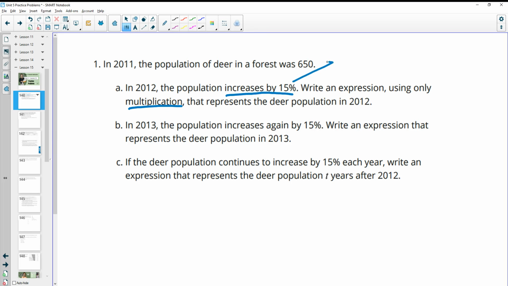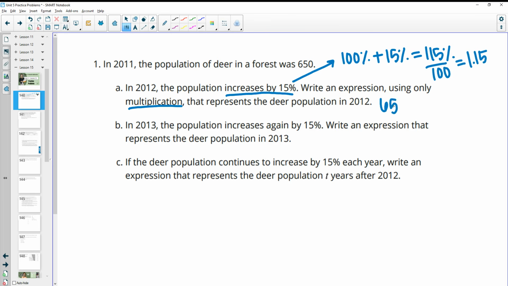So remember, if we're increasing by 15%, we have 100% plus another 15%. So that means we have a total of 115% of the previous year. And this is happening each year. So then we want to write this as a decimal. If I divide this by 100, we get 1.15 of the previous year.